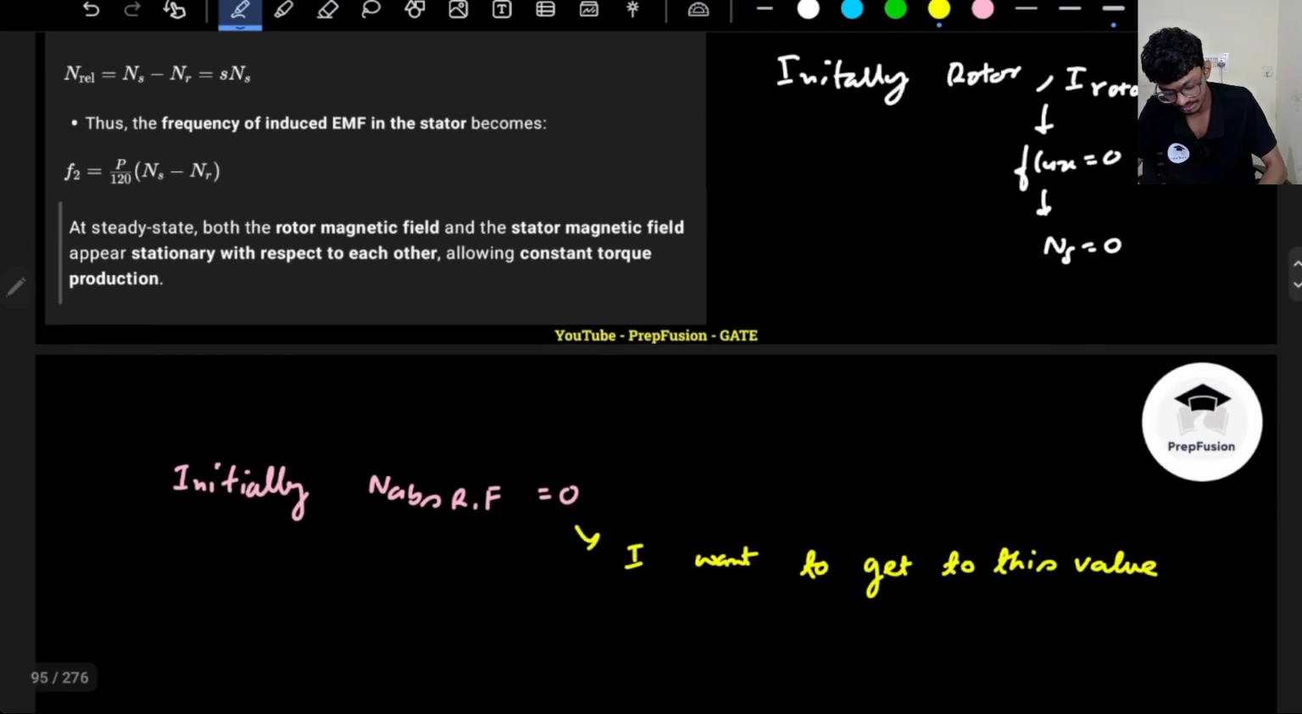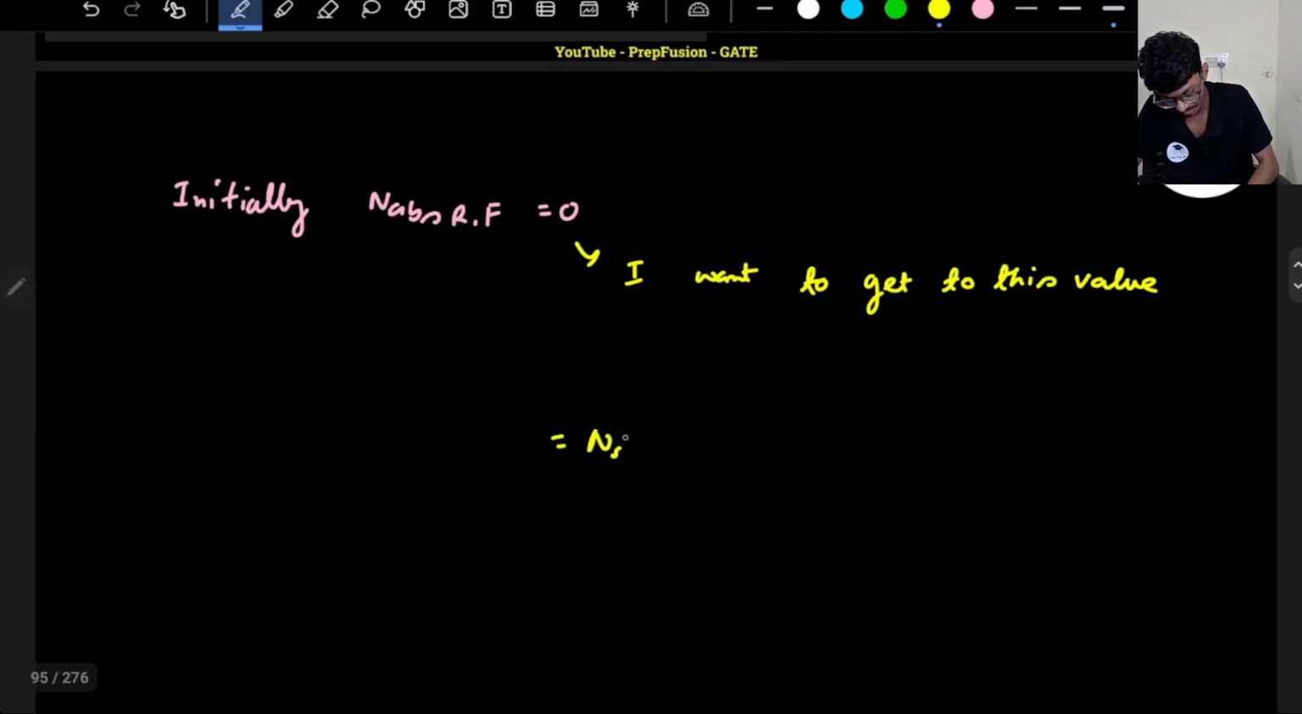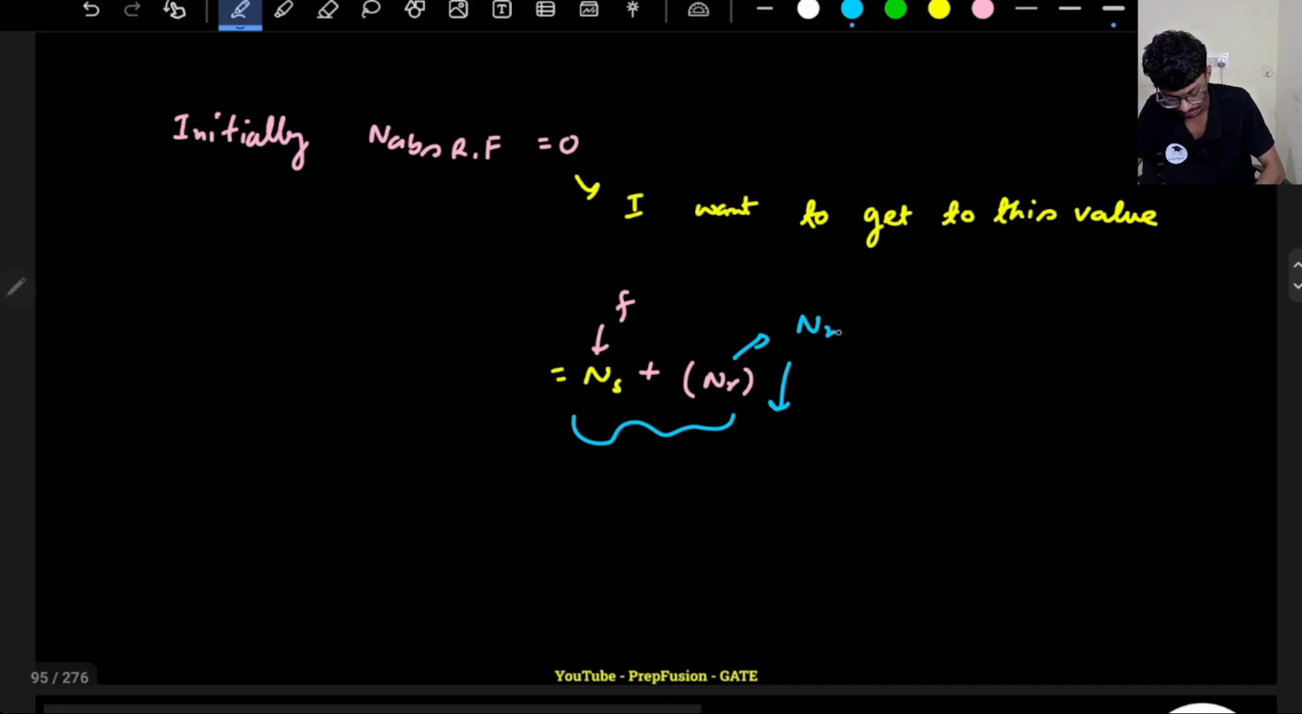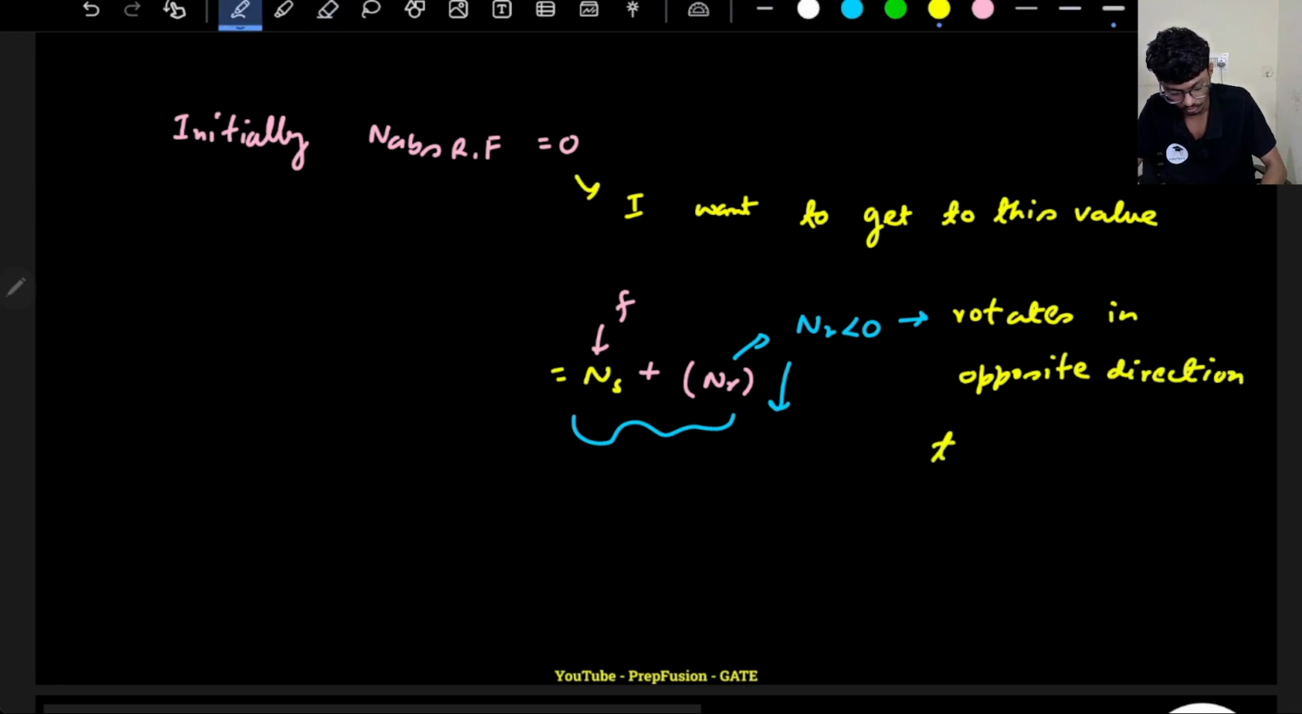If I want to get to this value, basically what I have to do, ns is fixed, right? I cannot change ns because the supply is fixed, frequency is fixed. I have to change nr. So I have to reduce this whole thing, I have to make it 0. So I have to make nr negative. So that's why the rotor rotates in opposite direction to its own field. So I hope now it is clear.